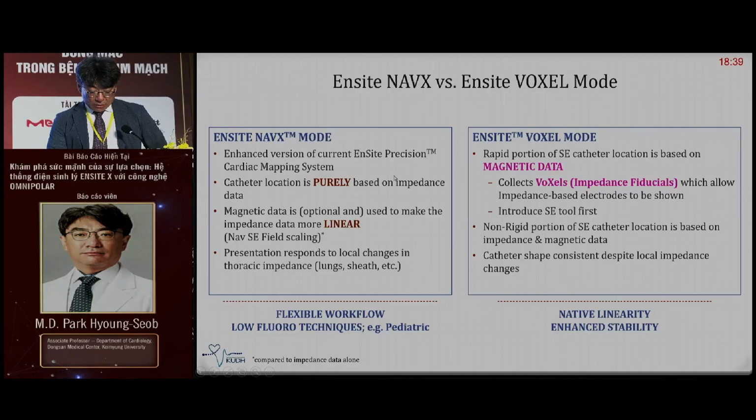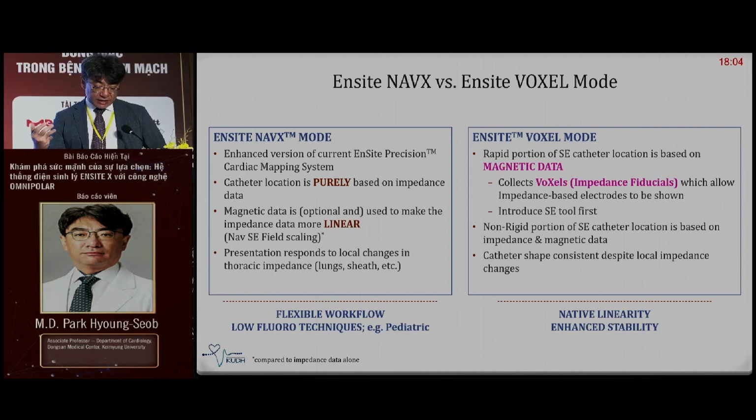In the Insight precision system and previous systems, catheter location is purely based on impedance data, but in Insight voxel mode, catheter location is based on magnetic data. It collects voxels, which allows impedance-based electrodes to be shown. This gives us the non-rigid portion of the catheter, with location based on impedance and magnetic data, and the catheter shape is consistent despite local impedance change.